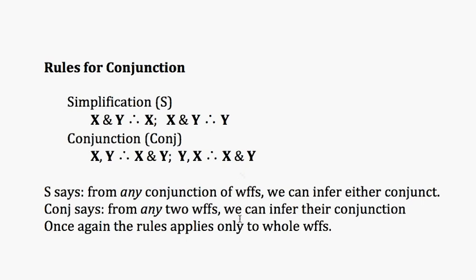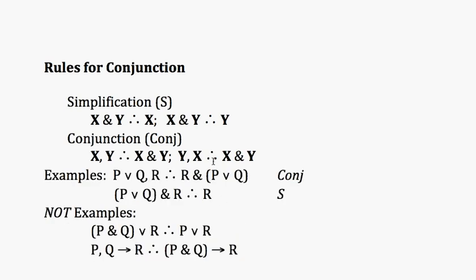So that's what the rules are. Once again, we don't apply these rules inside sentences. They apply at the level of whole sentences. And here are some examples. From P or Q and R, we can get the more complex sentence R and bracket P or Q.